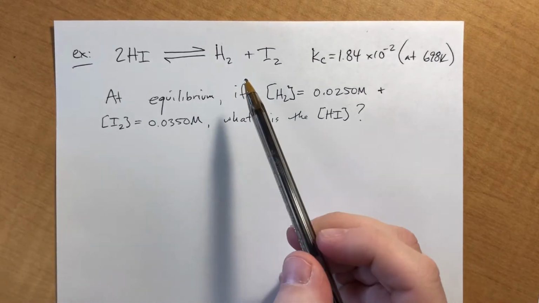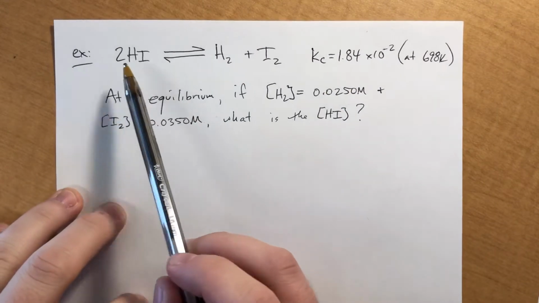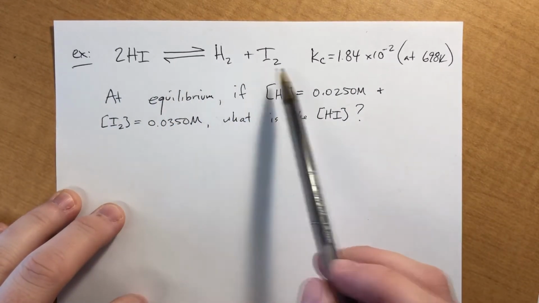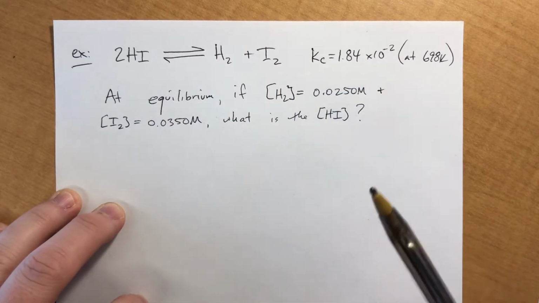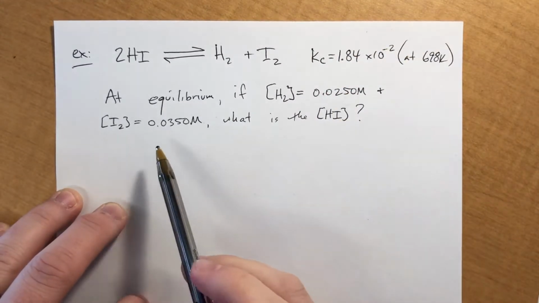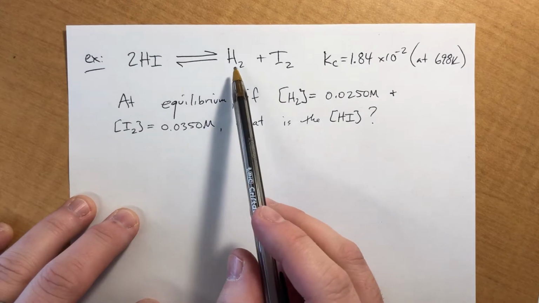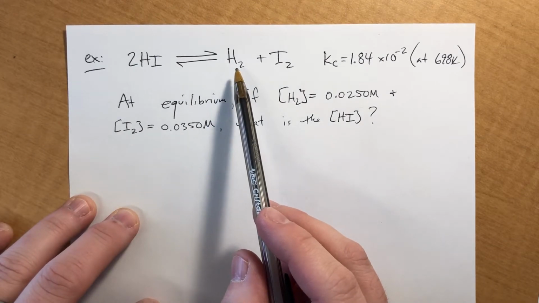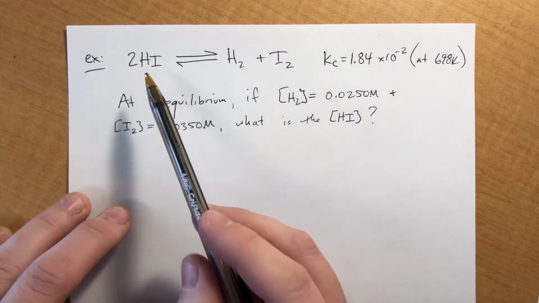So for this same reaction as we had talked about at the end of the last one, we know that at equilibrium, the ratio of the products over the reactants is going to be 1.84 times 10 to the negative second, because it can make that decimal a little more legible. So what we want to know is, if you're at equilibrium and we know the concentration of H2 is 0.025 and the concentration of I2 is 0.035, well then what's HI going to be?